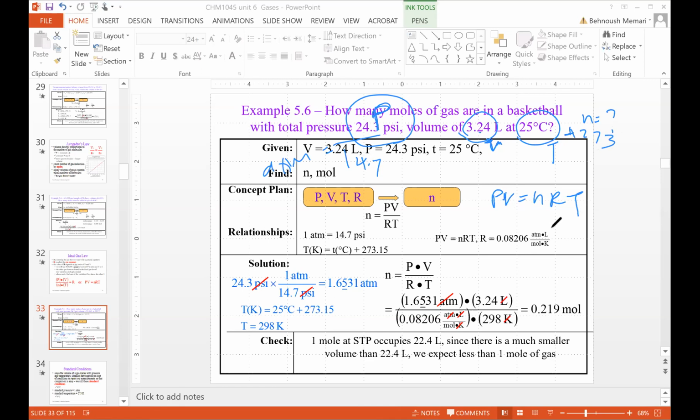Then we can use PV equals nRT, and you can rearrange this. Of course, you can divide both sides by PV, or use the numbers first. So you can rearrange this also in order to find the final answer.